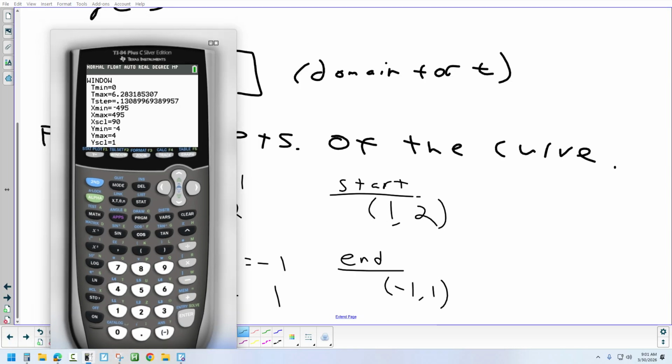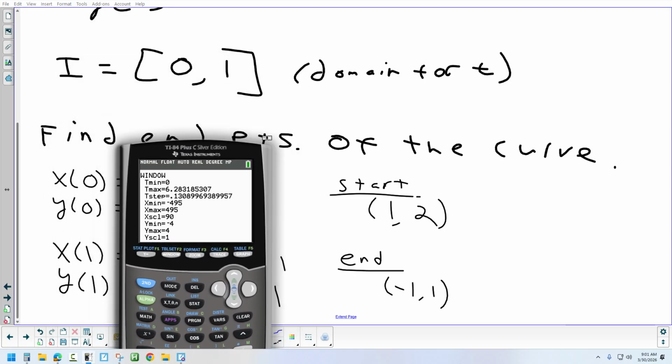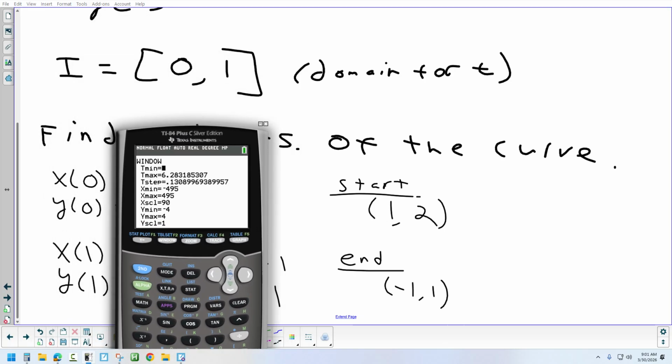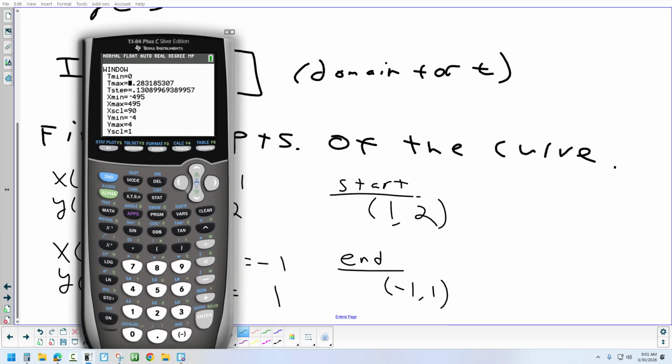So the T-min and the T-max, that's given to us in the problem. The lowest value you can plug in for T is 0. The highest value you can plug in is 1. So that's something new you need to set when you graph it. You have to put in the T-min and the T-max. That's the interval of your parameter. T-step is pretty important, but we're going to just leave it at 0.1 right now. I'll explain what that is in a minute.